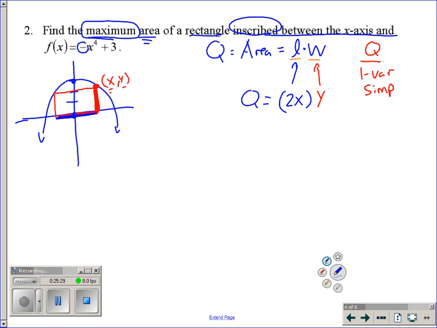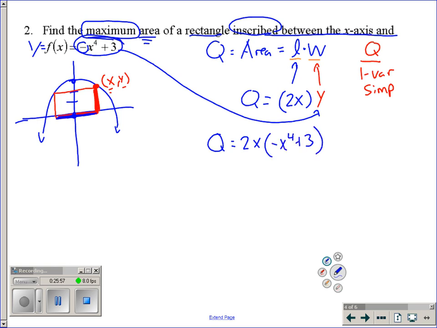But, again, I needed one variable. How can I figure out what's going to go in for one of my variables? Well, at the very beginning of my problem, I'm given a y equals equation, right? Negative x to the 4th plus 3. I'm going to plug that in, just like I did for my first example. So if you're ever given an equation, that's something you can substitute in. So I've got Q equals 2x times negative x to the 4th plus 3. Okay, that's my Q equation.